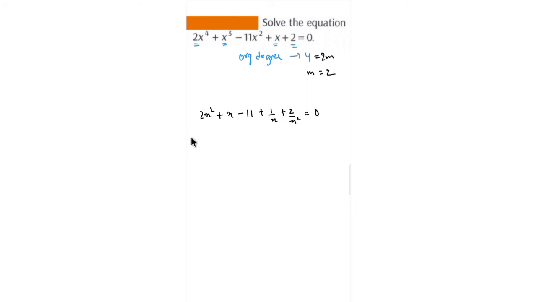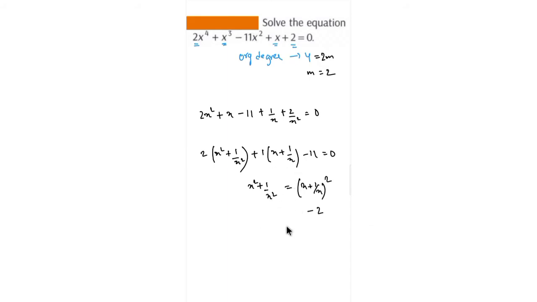Now you can take 2 common from x square plus 1 by x square, and take plus 1 common, you get x plus 1 by x, and this is minus 11 is equal to 0. Now x square plus 1 by x square you can write as x plus 1 by x whole square minus 2, isn't it? Because x plus 1 by x whole square is x square plus 1 by x square plus 2, so the plus 2 and minus 2 get cancelled.